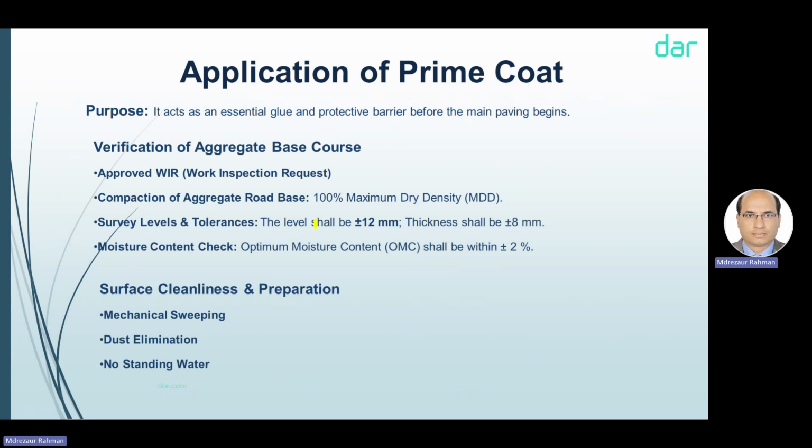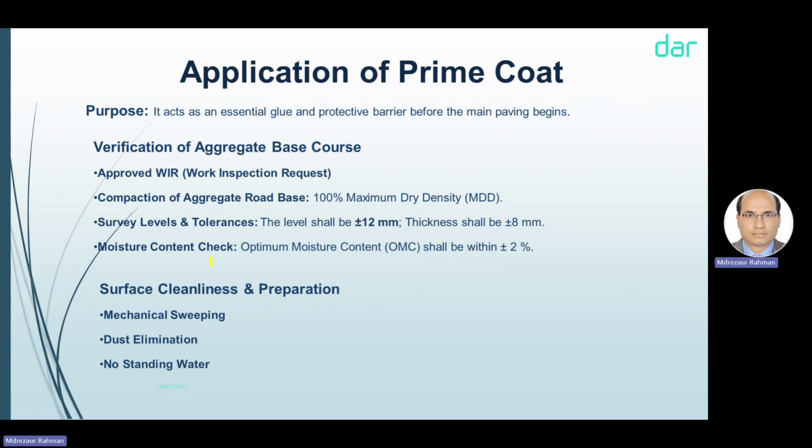Survey levels and tolerance: the road base level should be plus minus 12. I believe in this project we are following 1 centimeter, right? Yes, 1 centimeter. And this is the level and thickness we should mention. If it is 70 mm, the thickness tolerance should be plus minus 8 mm, and the level we can maintain at 1 centimeter, but as per ADQCC it should be plus minus 12 mm.